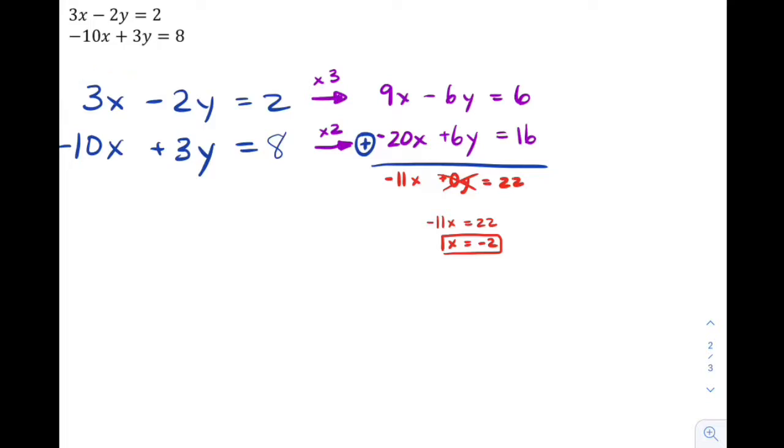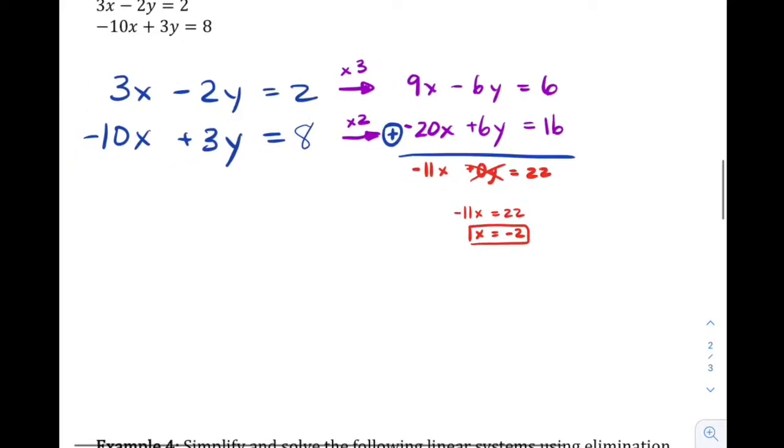So I'm going to take the first one once again just because it's the first one, and I'm going to substitute in negative 2 for x. So we're going to start with 3x, which is negative 2, minus 2y is equal to 2. I'm going to solve that for y.